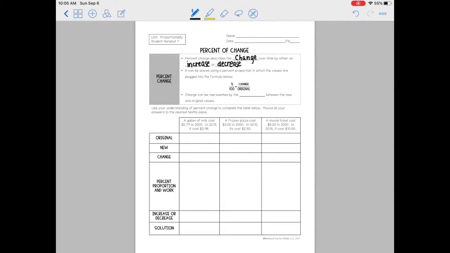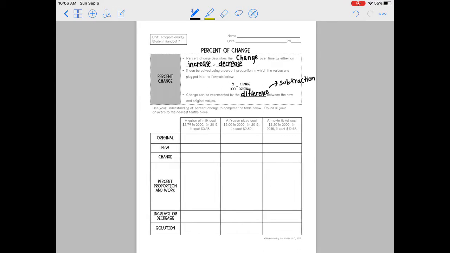It can be solved using a percent proportion in which the values are plugged into the formula below. So our percent is out of 100, which equals change divided by the original. Change can be represented by the difference between the new and original value. A difference is like saying subtraction. So when you see the word difference, I want you to think of subtraction. Just keep this in mind for now.